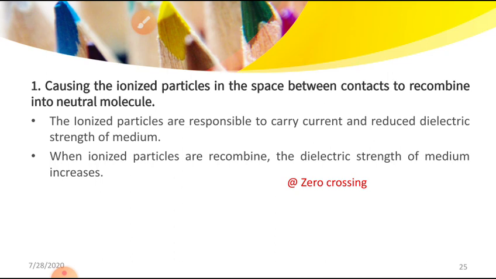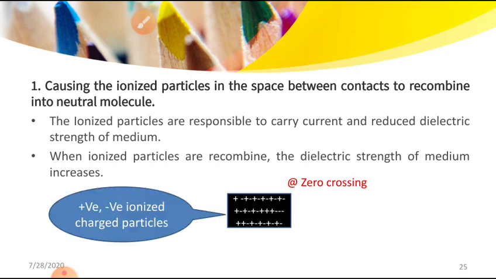Once the ions go away, we get more dielectric strength. Here you can see the figure. These are the ionized particles, positive ions and negative ions, formed due to the voltage rise between the two electrodes, the rate of rise of voltage, due to the sudden chopping of the current carrying path. You can see the positive and negative charged particles. They have a very low resistance in ohms.